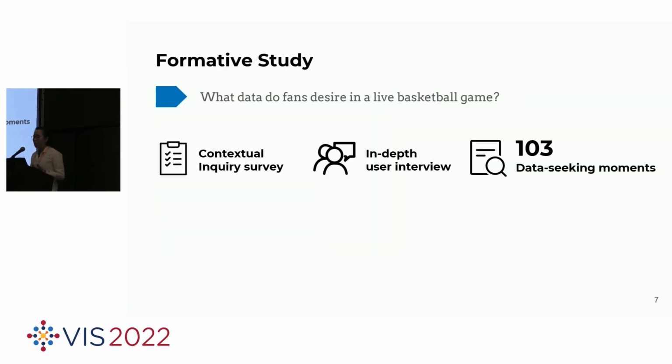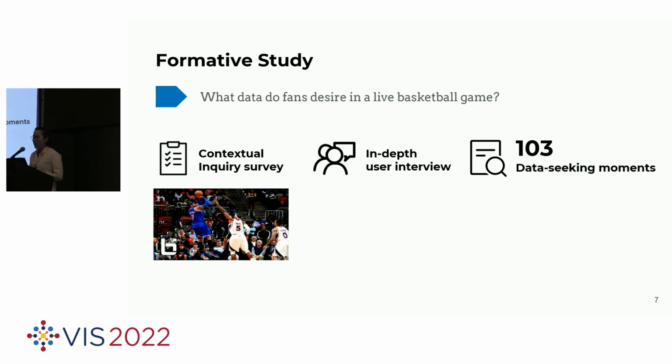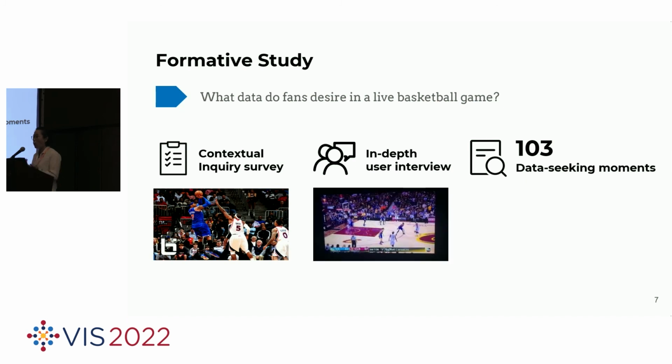So we start out by conducting a formative study with actual basketball fans. We designed a contextual inquiry survey where we asked the fans to watch an NBA game and record the moment when they want to look up more data. For example, a casual fan wants to see the three-point shot percentage when he sees a player shoot many threes. We further interviewed 6 fans on their game viewing experience and walked them through an old game and recorded their think-aloud observation. In total, we collected 103 data-seeking moments from the fans.